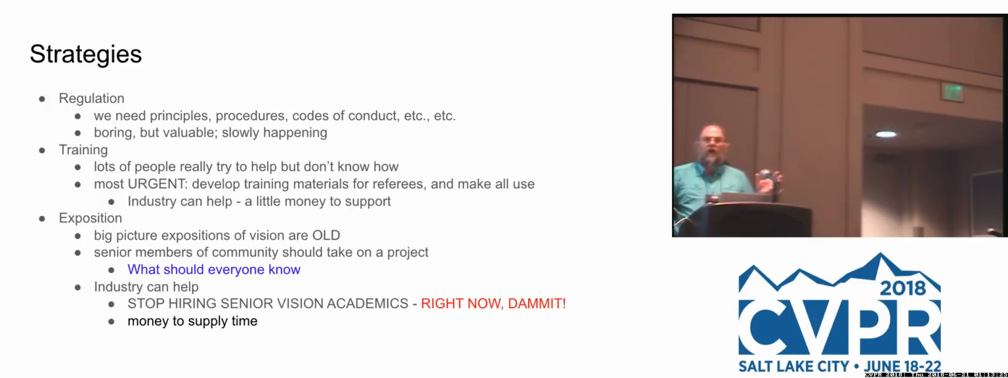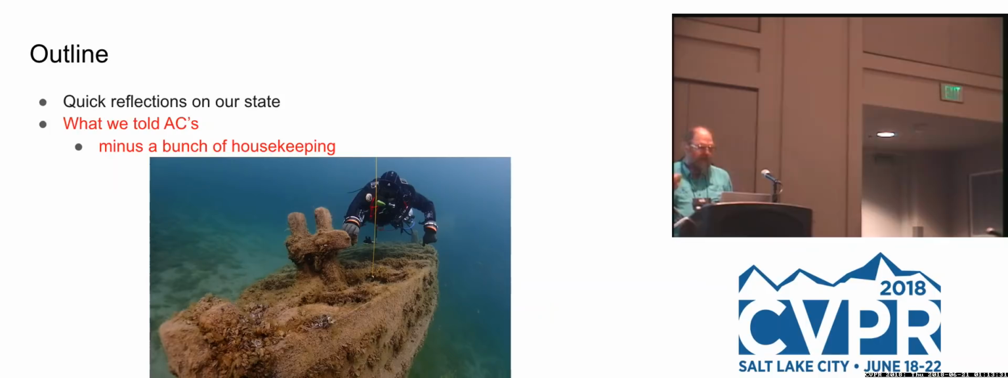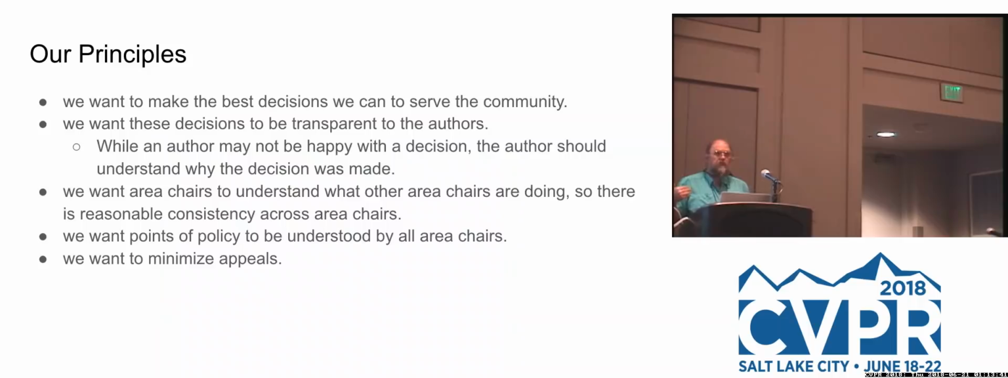Okay, so back into sunlight and clear and open water. I will tell you about what we told ACs, minus a whole bunch of housekeeping about where lunches are and all that jazz. So we started with a discussion of our principles. What actually are we trying to achieve as a matter of principle? We want to make the best decisions we can to serve the community. We want these decisions to be transparent to authors.